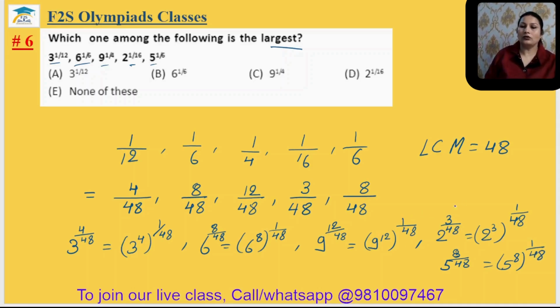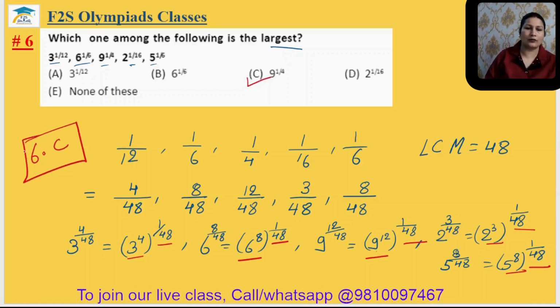Okay. Now we can see all the exponents are the same. So the number having the greatest base will be the largest one. So which one has the greatest base? 3 to the power 4, 6 to the power 8, 9 to the power 12, 2 to the power 3, 5 to the power 8. Here the first exponent and base both are bigger. It means this number will be bigger. So 9 to the power 1 by 4 is the bigger one. Option number C. Sixth answer is option C.